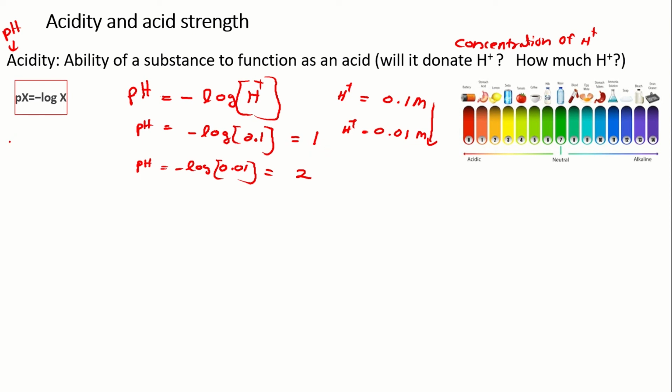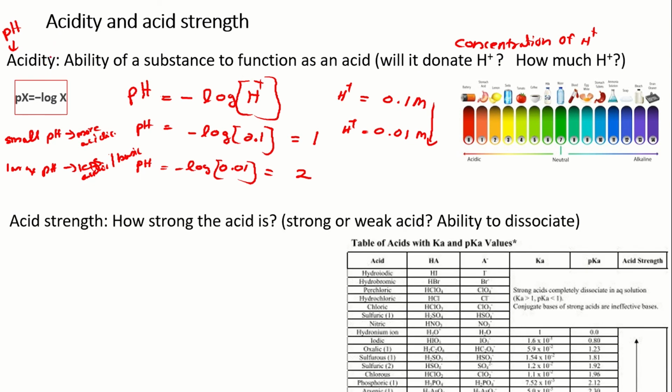So what it means is, small pH values reflect more acidic solutions. It means more acidic. If you have a large pH, it means it is less acidic or basic. Remember, pH is the feature that reflects the acidity of a substance.